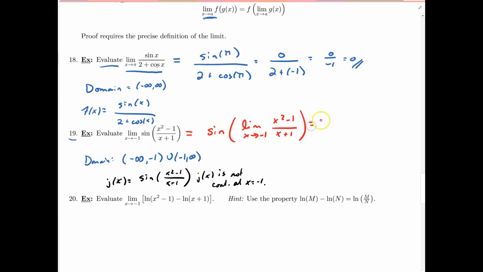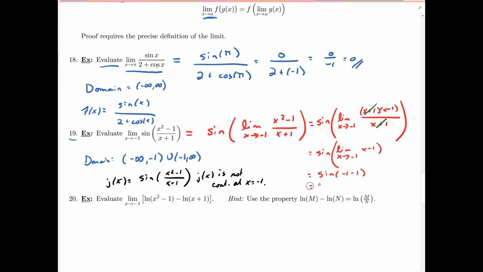Okay, so now I'm going to continue. I'm just going to keep working this limit problem inside the sine function. So this is the limit as x approaches negative 1 of x plus 1 times x minus 1 all over x plus 1. We've actually worked this interior problem quite a few times. We can cancel out those two factors, and so we're left with the sine of the limit as x approaches negative 1 of x minus 1. But that's just the sine of, using direct substitution, negative 1 minus 1, or the sine of negative 2. And there is our answer.